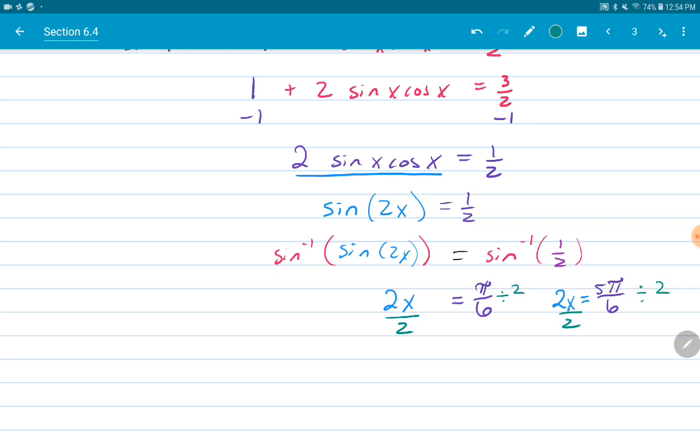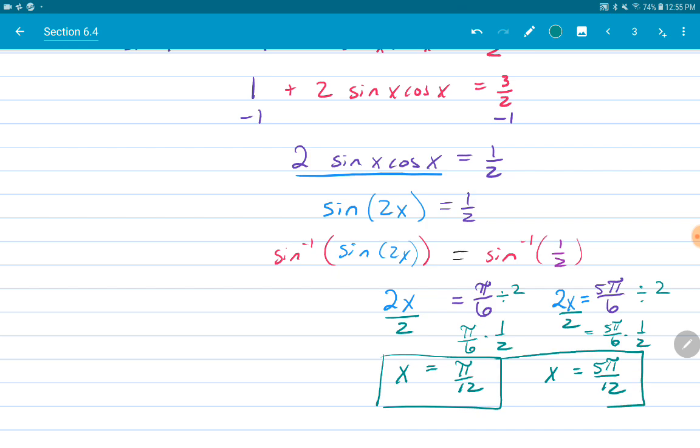So on the left side, I have 2x divided by 2 just gives me x. And on the right side, pi over 6 divided by 2 is the same as pi over 6 times 1/2, which gives me pi over 12. That's one solution. And on the right side, I have 2x divided by 2 gives me x. And 5 pi over 6 divided by 2 is the same as 5 pi over 6 times 1/2, which gives me 5 pi over 12. Those are my two possible solutions within 2 pi.